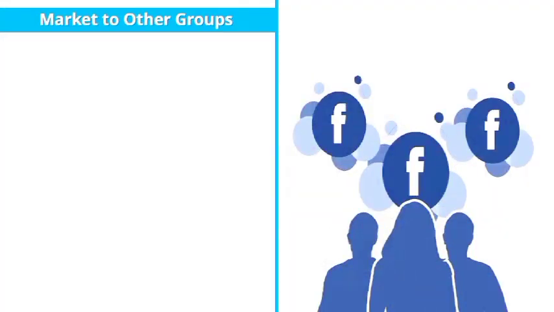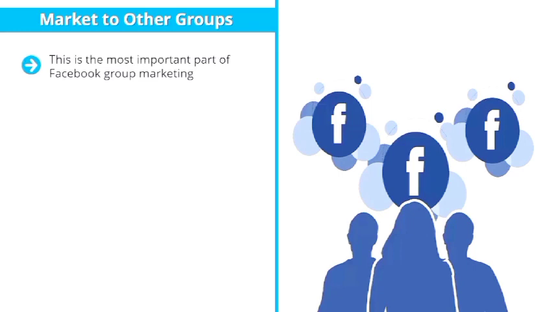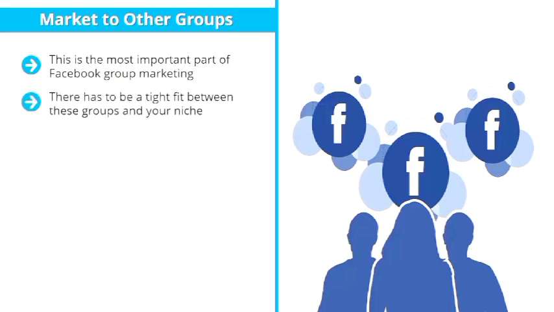Market to other groups. This is the most important part of Facebook group marketing, because if you were to just build your own group as a supplemental source of traffic for your page, you're probably not going to grow all that much. You have to go to other groups which have already done a good job attracting the eyeballs that you want to attract. There has to be a tight fit between these groups and your niche.